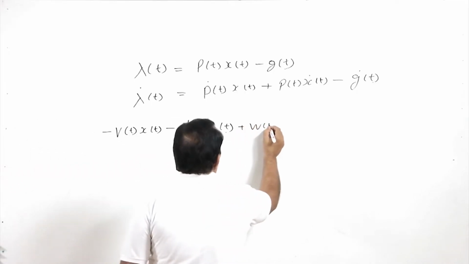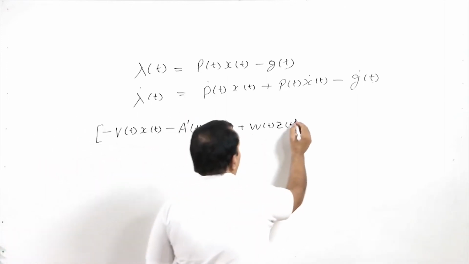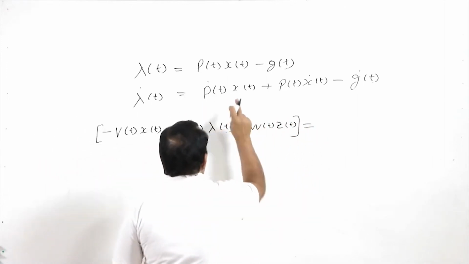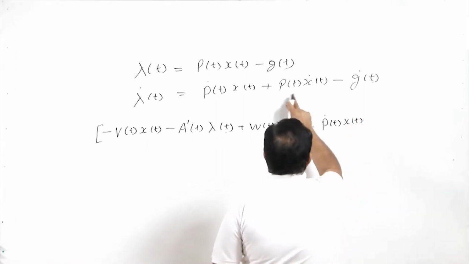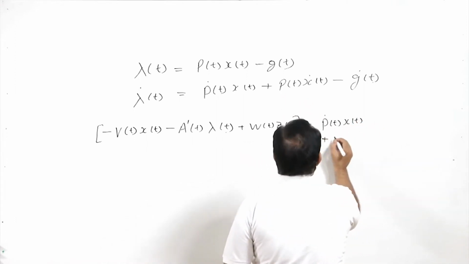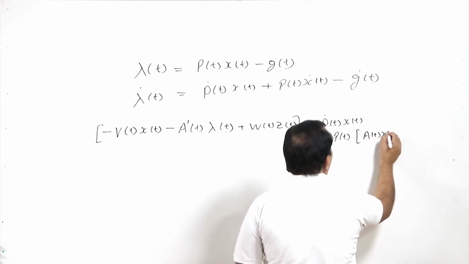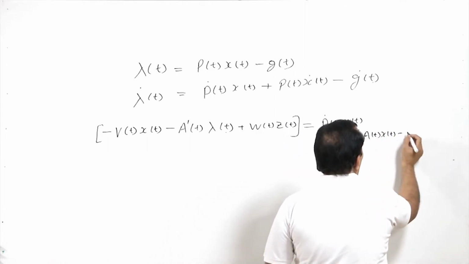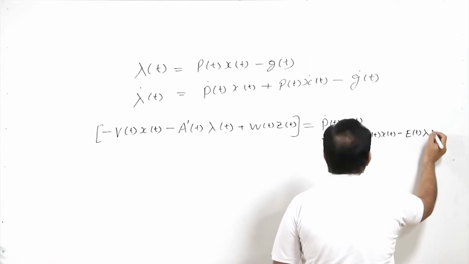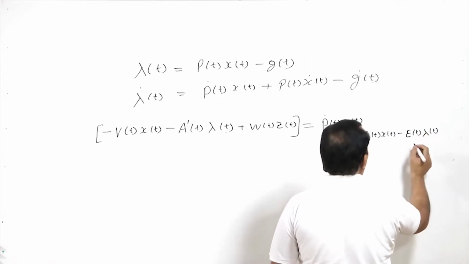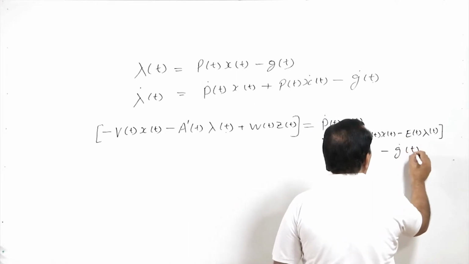while in the right hand side what we have is P dot t x t, I write it the same, plus P t, in place of x dot t, A t x t minus E t lambda t, that part is 0, minus G dot of t.